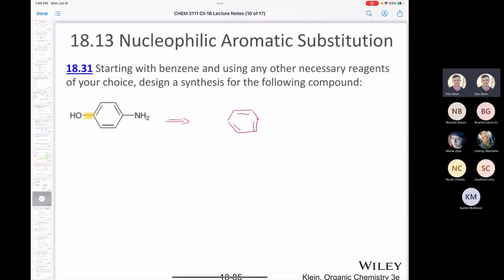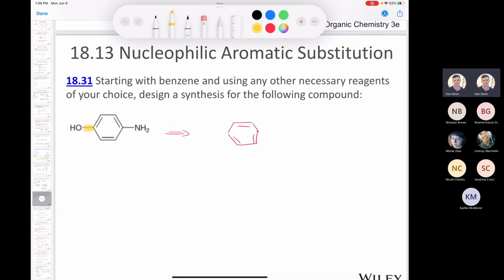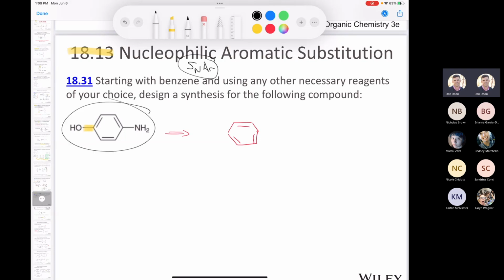Hi there, Chemistry 3111. This is one of the questions that we skipped, so to speak. Last class, we didn't tackle question 18.31, which asks us, starting with benzene and using any other necessary reagents of your choice, design a synthesis of this compound. You notice that this question is in section 18.13, which deals with nucleophilic aromatic substitution chemistry. Sometimes we call that SNAr. So you can imagine that we're going to have to make this compound using SNAr chemistry, and we're going to start with benzene.